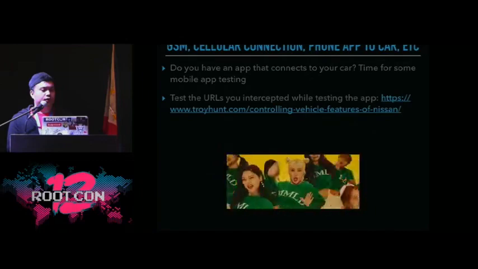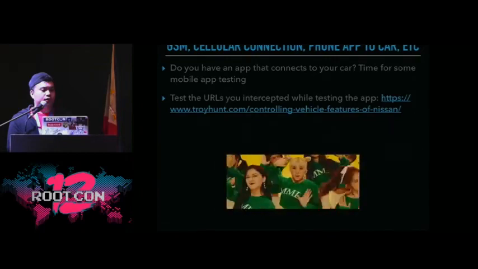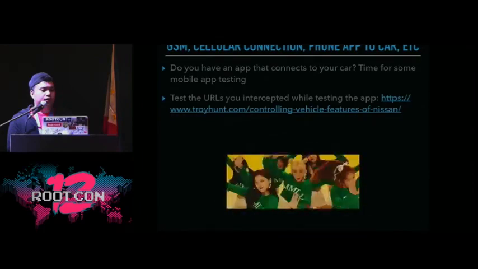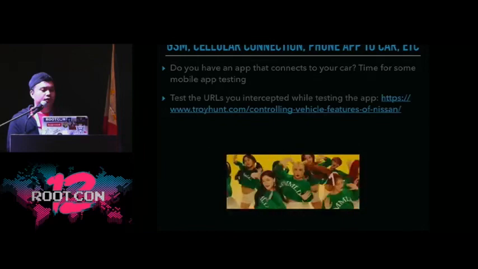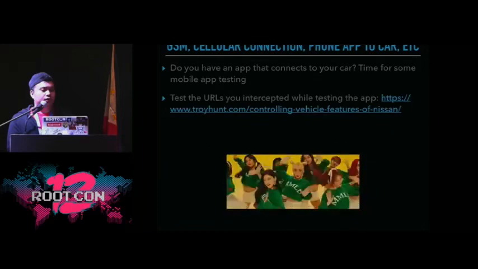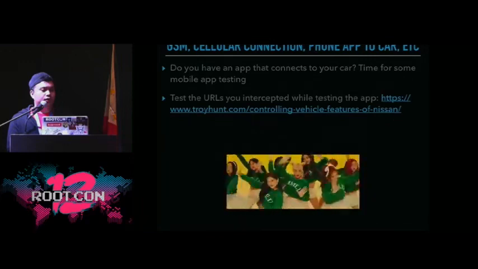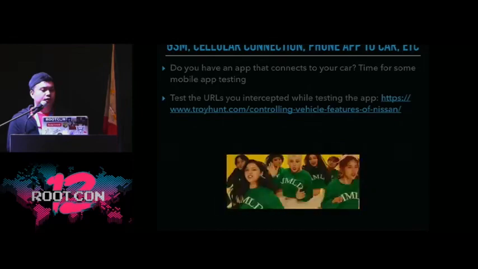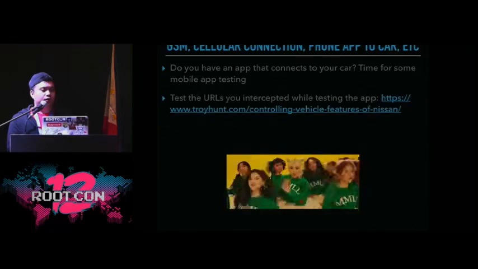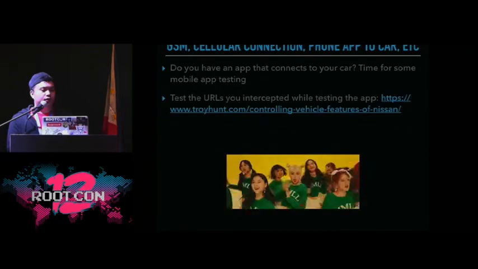So, before I give some description on the application for reverse engineering, Troy Hunt actually has a POC where he tried to intercept the request from his mobile app for Nissan Leaf, because Nissan Leaf allows you to control features of your car, because it's an electric car. It's a very small car, and he tried to intercept the request from an app.